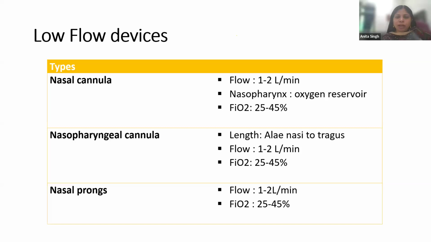So coming to the nasal cannula, its flow is usually kept at 1 to 2 liters per minute. In the nasopharynx, oxygen is a reservoir and FiO2 is around 25 to 45%. In the nasopharyngeal cannula, the length is measured from ala nasi to tragus, and flow is again low, 1 to 2 liters per minute, and FiO2 range is 25 to 45%. And so it is with the nasal prongs.